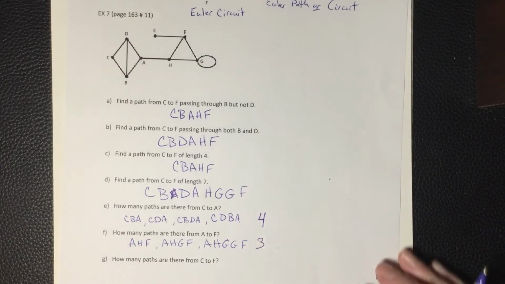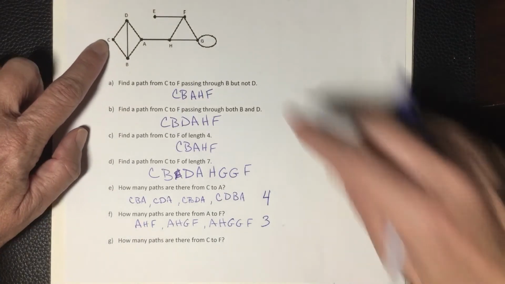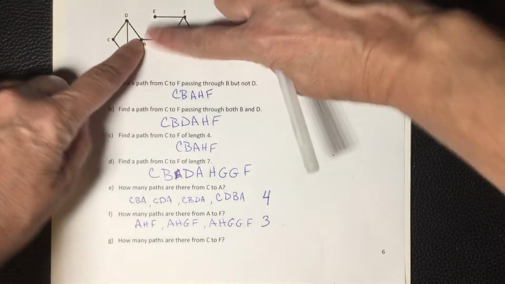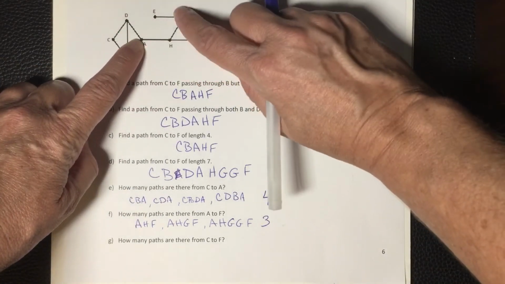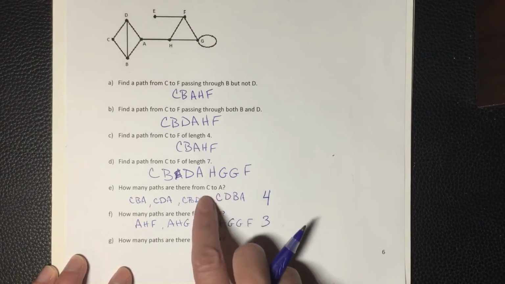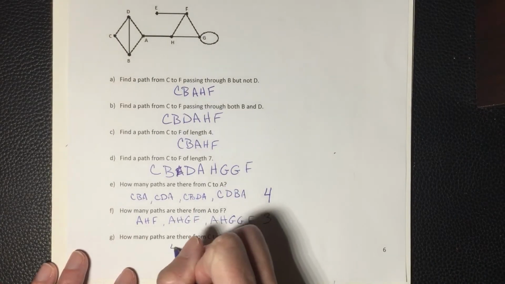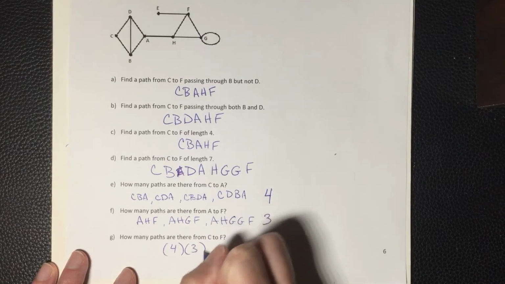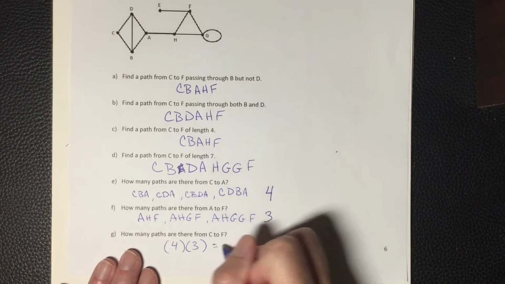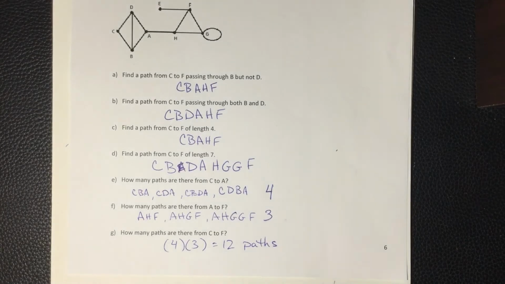So I purposely broke this up because the question I really want an answer to is how many paths are there from C to F? Well, we know that there's 4 from C to A, and then if we connect at A, there's 3 from A to F. So to get the number of paths from C to F, we just take the 4 ways we can go from C to A times the 3 ways we can go from A to F, and there are 12 paths. So that way we don't have to find them all.